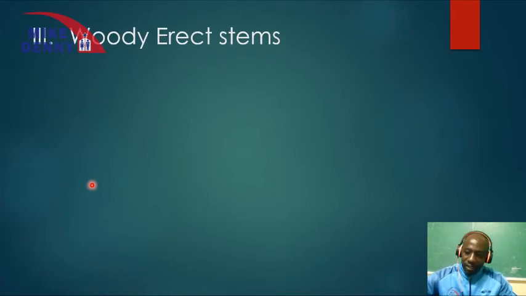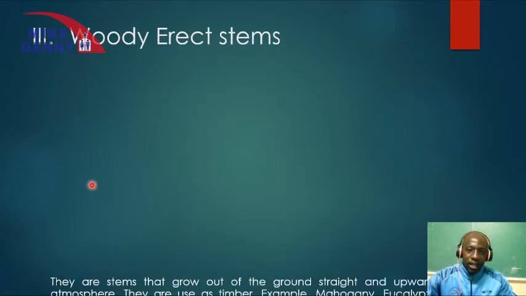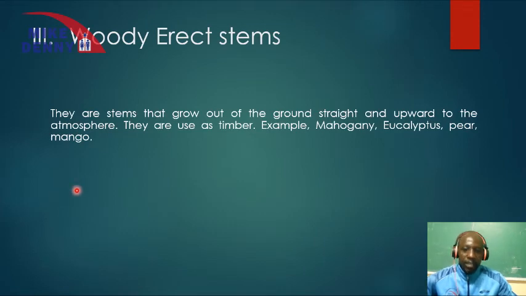Then we'll look at the last one, which are the woody erect stems. These are some sort of aerial stems, but these ones, they grow outward and straight on their own without supporting themselves on other plants. Here we are talking of most of the plants we have around us. Mahogany, this is a hardwood. Eucalyptus, pear, mango, guavas. Most of these plants that we have around us. Kola nuts, they are woody erect stems.